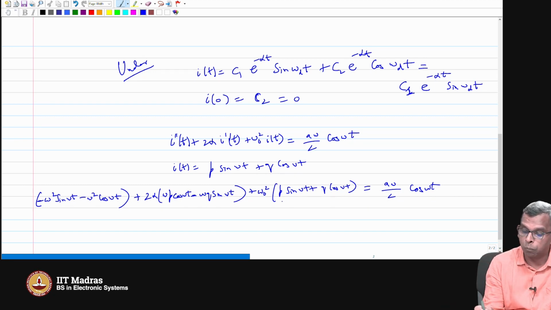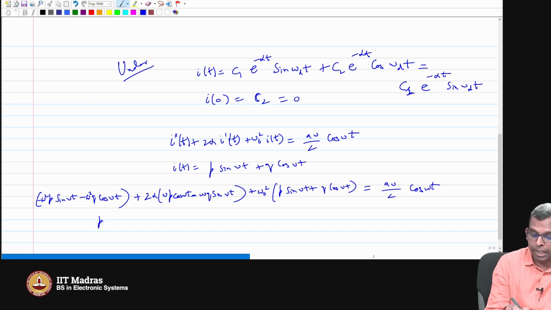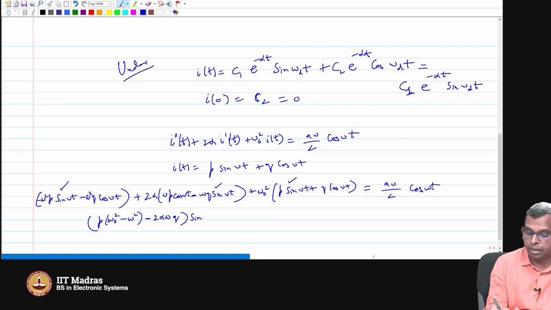Let's pull out sin omega t. If you pull out sin omega t, you're going to get... oh, I forgot a p here, sorry. Minus omega squared p, minus omega squared q. So if you pull out the sin omega t here, I'm going to get p times omega naught squared minus omega squared. There's one more sin omega t here, and that would be minus 2 alpha omega q, this whole thing multiplying sin omega t.